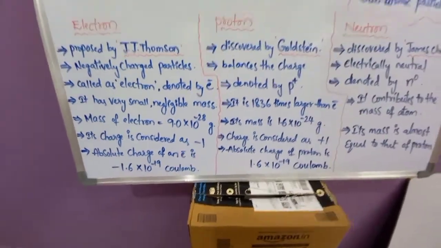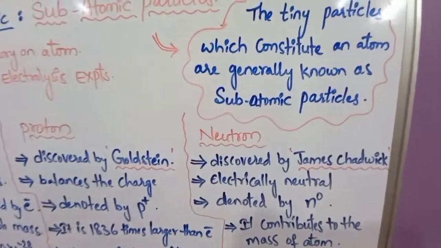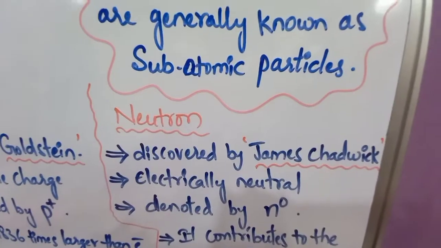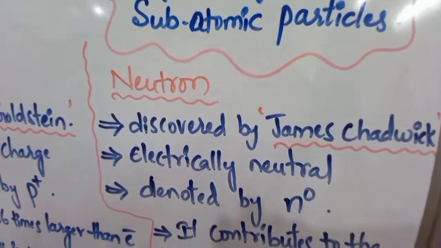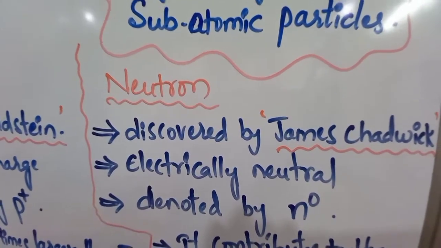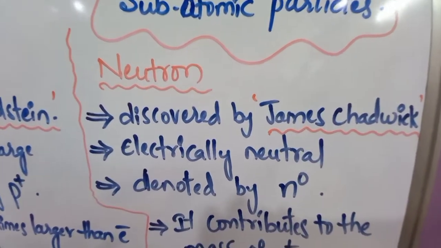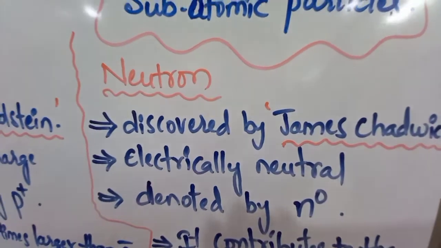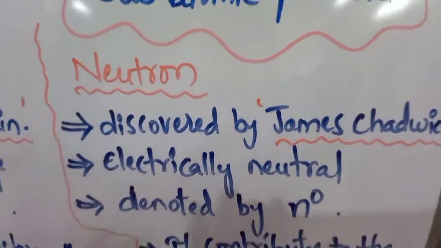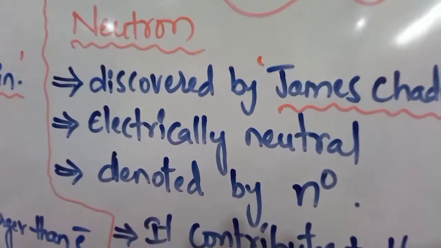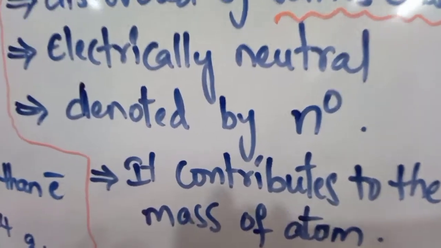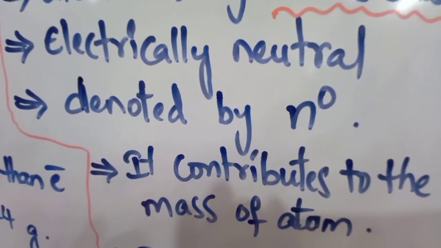The third kind of subatomic particles are called neutrons, and these neutrons were discovered by James Chadwick. These neutrons are electrically neutral because they are chargeless particles. They do not carry any charge, either positive or negative. Hence, they are called electrically neutral particles. Neutrons are denoted by n0, as the charge is 0.